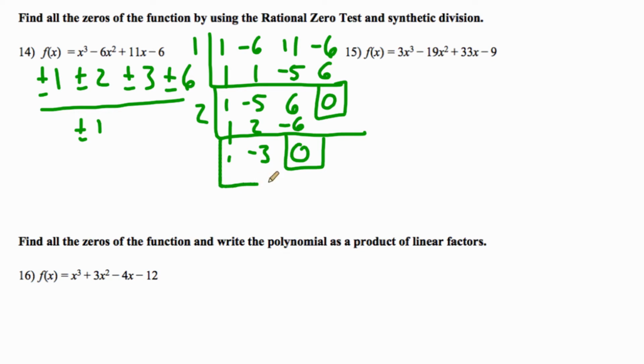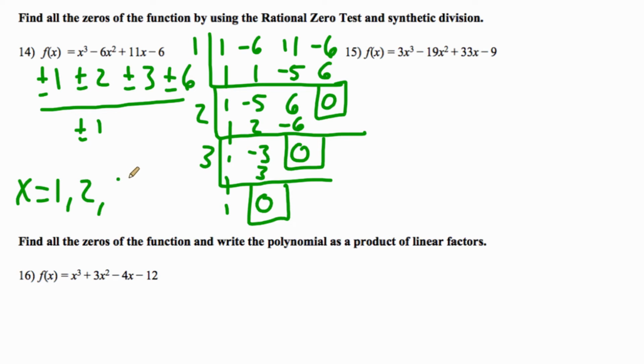We've got one more that we can find. Again, I'm just going to continue off of this. And I'm going to try out 3. If we drop the 1 down, we get 1. 1 times 3 is 3. We end up with a 0 remainder, so that means that 3 also works. This is a cubic function, so we should be looking for 3 zeros of this function, and we get x equals 1, x equals 2, and x equals 3 as the zeros for this function.